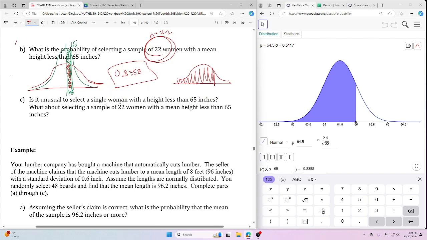Is it unusual to select 22 women, average of? No. So is this unusual? You're going to say no. Again, you're looking again for 5%. There we go.